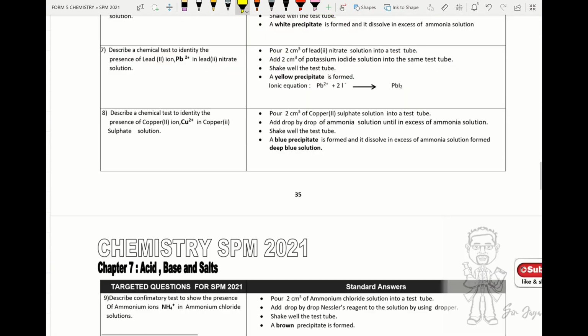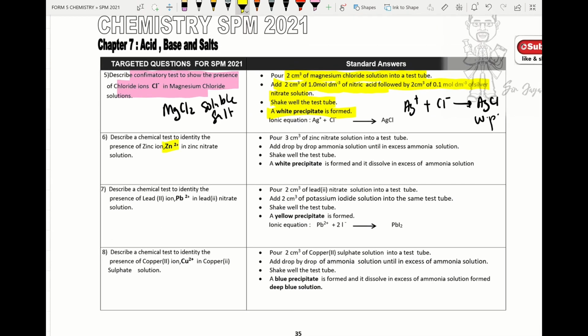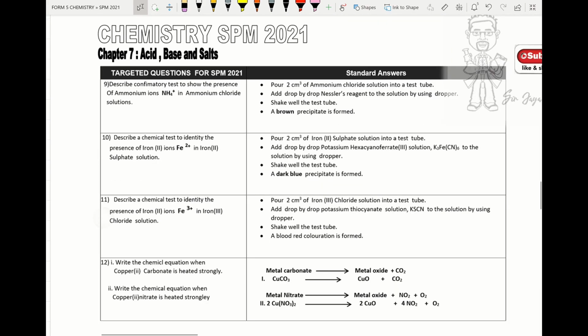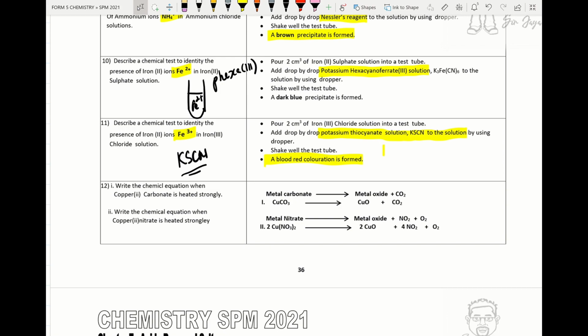Please go through. For the other cations, please go through the silver ion, lead(II) ion, copper(II) ion, all is given. For ammonium ion, please remember Nessler reagent; it will form a brown precipitate. For iron(II) ion, if it is present, we add potassium hexacyanoferrate(III) solution. For iron(III) ion, please remember KSCN solution. We add potassium thiocyanate solution and a blood-red coloration will form. Please remember all the confirmatory tests.